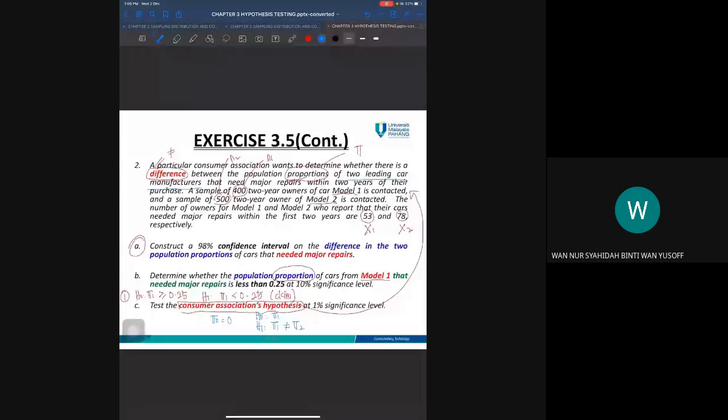H naught: pi1 minus pi2 equal to 0, pi1 equal to pi2. H1: pi1 not equal to pi2. Which one is your claim? H1.